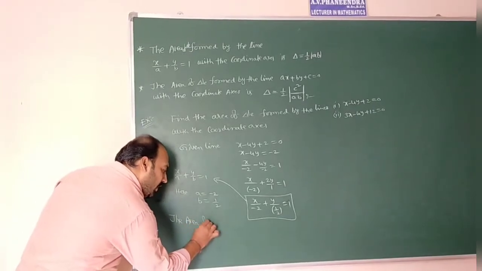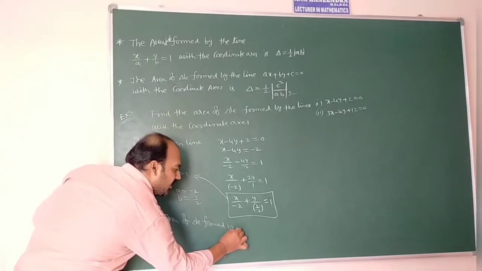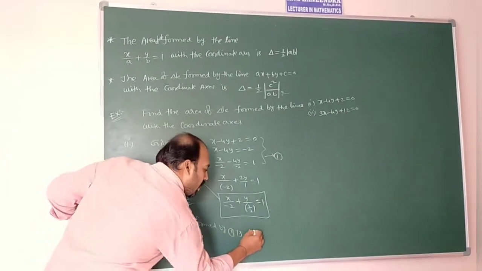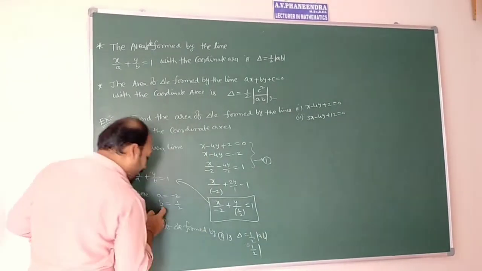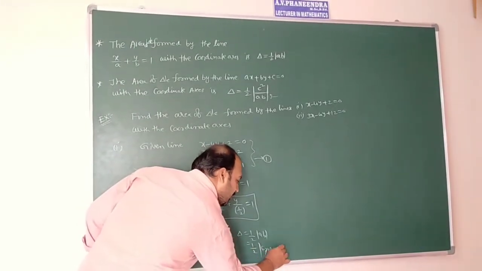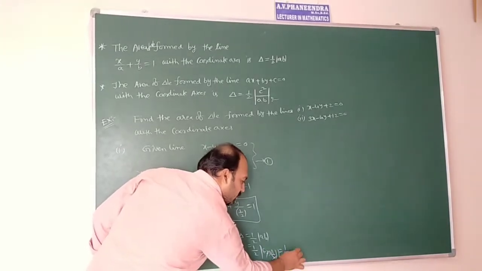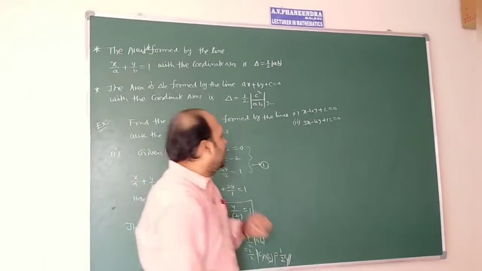The area of triangle formed by equation 1 is half into mod AB, which is equal to half into a value is minus 2 into b value is 1 by 2. 2 get cancelled, which is equal to mod minus 1, is 1. 1 into 1 by 2. So the answer is half square units. Go to the second question.